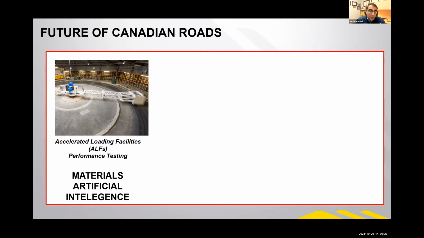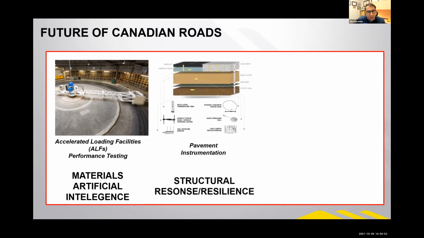But what we're trying to do is understand what would happen to the roadway materials in 20, 50 years under a short period of time. And that's why we call them ALFs, or the performance testing, to be included. And that gives us the ability to understand materials, artificial intelligence, and then really look into how that material could be put into different designs and different geometries of the structure.